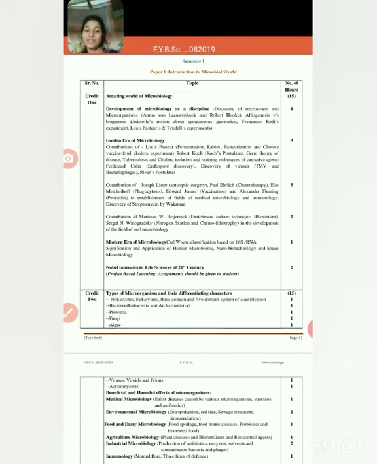Next point is environmental microbiology. Now the environment in this case means soil, water, air, and also all the sediments covering our planet. It can include animals and plants that inhabit these areas. When we study environmental microbiology, the first point in this is eutrophication.